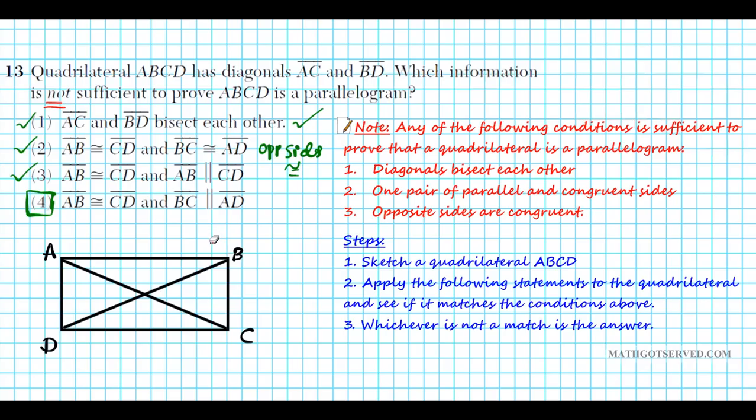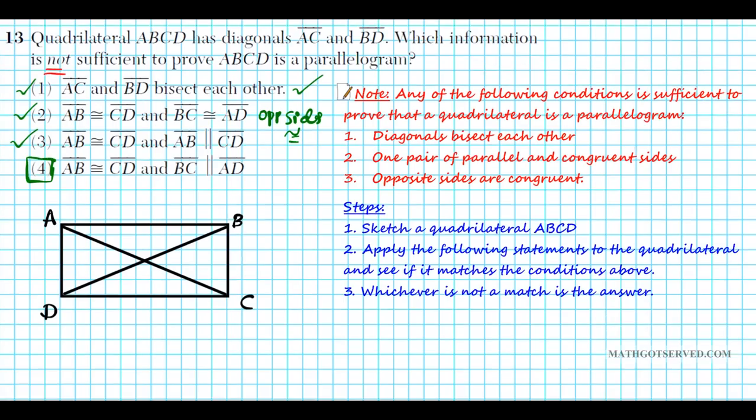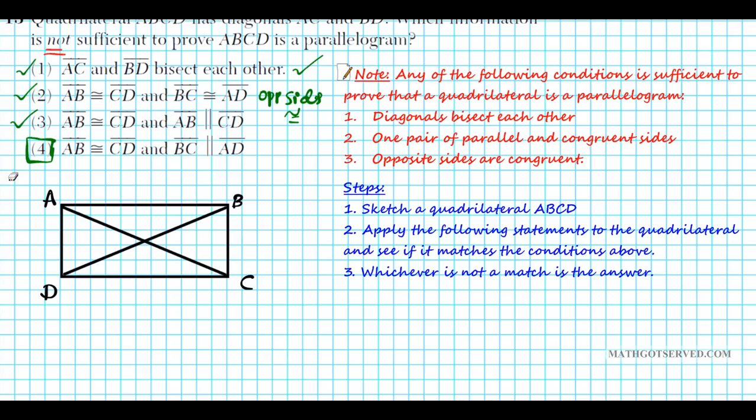Okay? Now, can you think of an example that fits this description? A quadrilateral with one pair of parallel sides and one pair of congruent sides that are not opposite, and is not a parallelogram. Can you think of that? Well, a good example is an isosceles trapezoid. Okay, let me sketch it for you just to help you see what we're talking about.